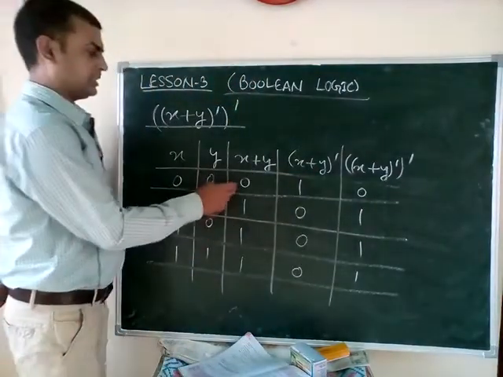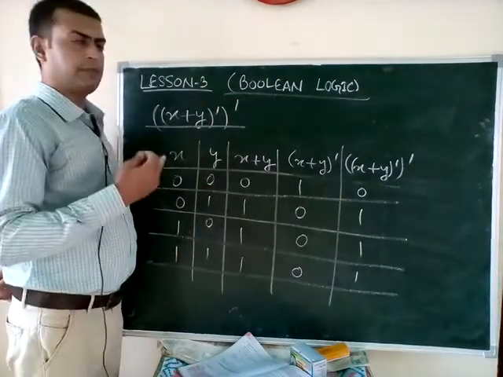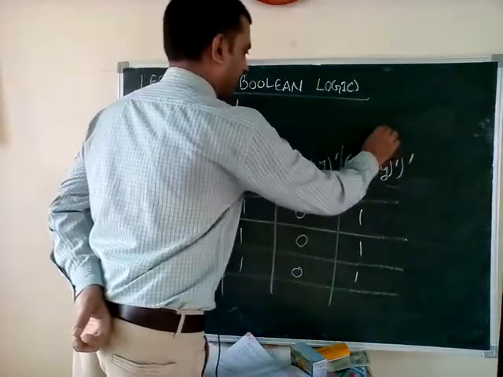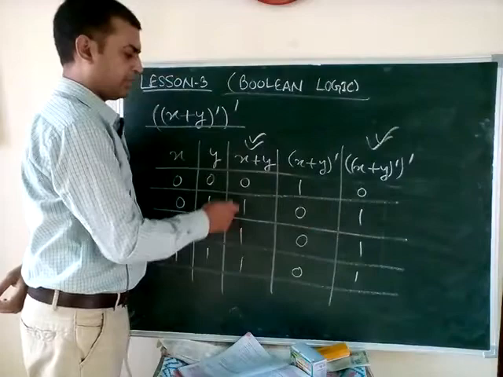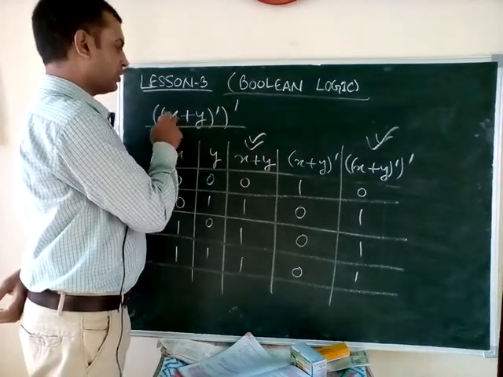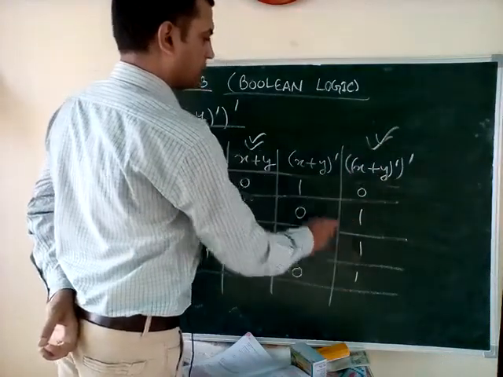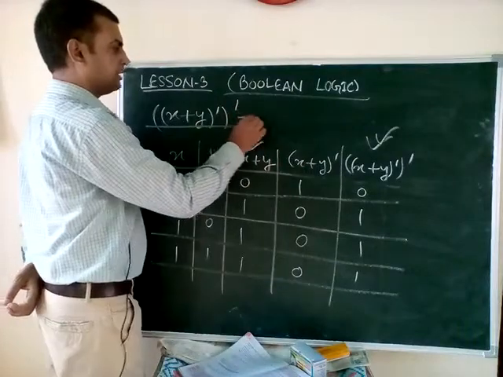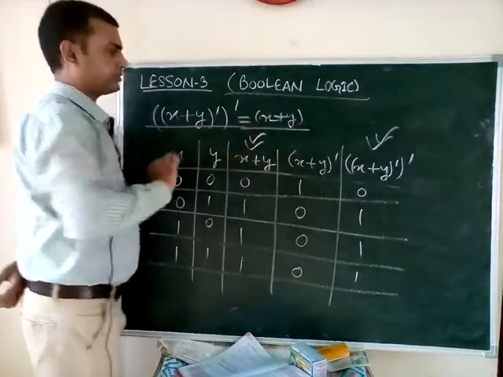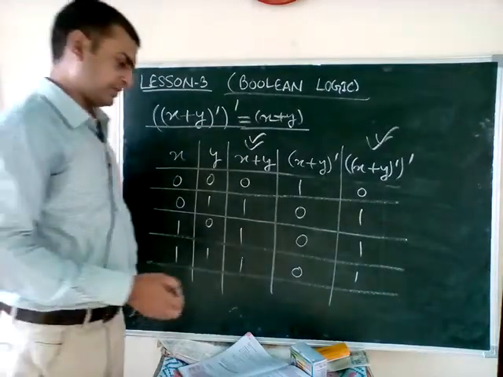Now again you can see this you got. So as I was telling, if two bars are there, then both will be cancelled. So in this you can see this column and this column both are same. In this the bar has been removed because two bars are there. So x plus y you got 0 1 1 1, and in this also 0 1 1 1. That's why we are saying this is equal to x plus y. If two bars are there, then both will be removed.